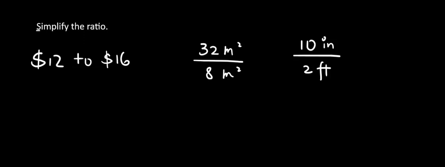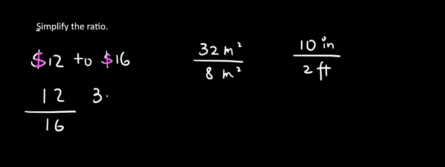Welcome back. In this geometry lesson, we're going to use some Algebra 1 knowledge to simplify the ratio. The first one, we have $12 to $16. First thing we check, they have the same units. And then we start to simplify. We say 12 to 16.